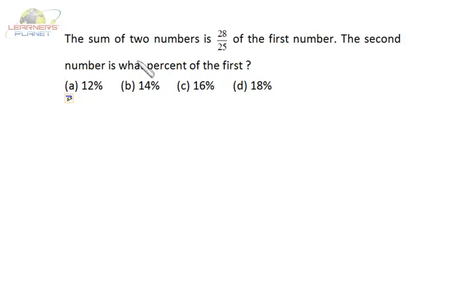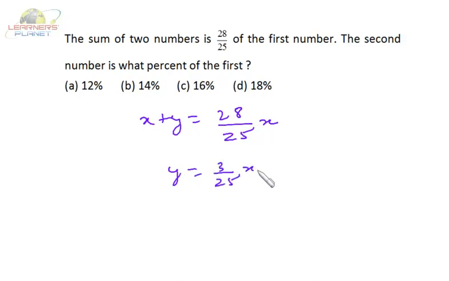Sum of two numbers is 28 by 25 of the first number. Let the numbers be x and y. So x plus y is equal to 28 by 25 of x. That means y is equal to 3 by 25 of x. That means y by x is equal to 3 by 25. Now we have to find out the percentage. So let's multiply. So it's 12%. Very simple.